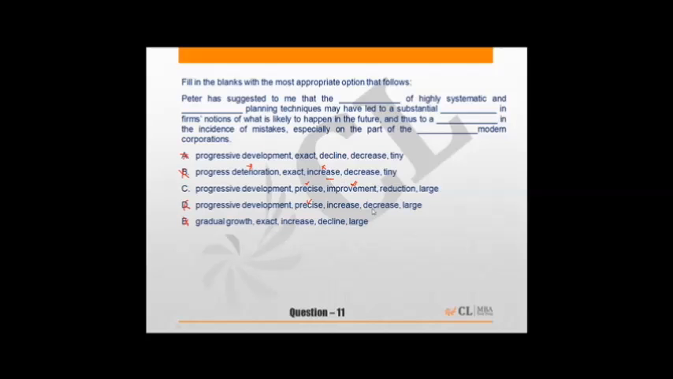Right? Let's look at the other blanks and try to fit in the words here. And thus to a reduction in the incidence of mistakes. Yeah. If we get to know what is likely to happen in future, it is likely to reduce the incidence of mistakes, especially on the part of the tiny or large modern corporations. Here it says large, which does make sense. So therefore, option C is the correct answer here.